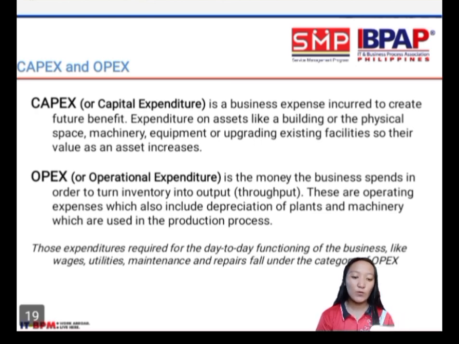The second is OPEX or operational expenditure, which is the money the business spends in order to turn inventory into output. These are operating expenses, which are used in the production process. An operating expense is an expense that a business incurs through its normal business operations, often abbreviated as OPEX. Operating expenses include rent, equipment, inventory cost, marketing, payroll, insurance, staff cost, and funds allocated for research and development.